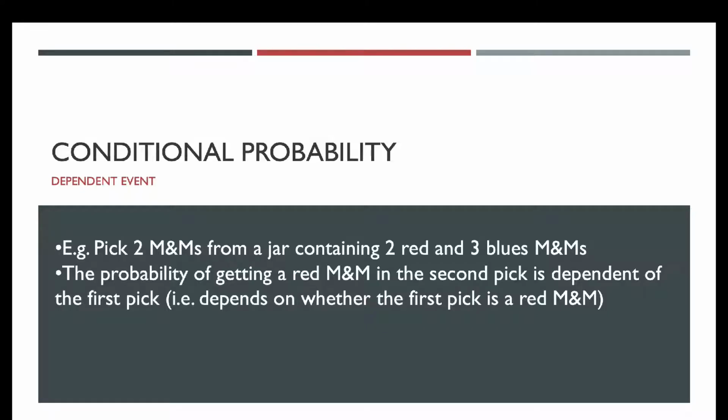One example is the dependent event, which is also known as conditional probability. The example is to pick two M&Ms from a jar containing two red and three blue M&Ms. The probability of getting a red M&M on the second pick is dependent on the first pick, because the jar has only two red and three blue M&Ms. The M&M that we pick is totally dependent on the first pick. If, let's say, you pick a red one first, you are left with three blue and one red, for example.